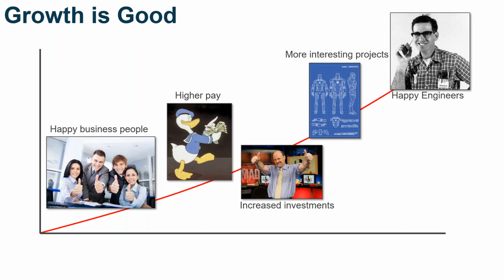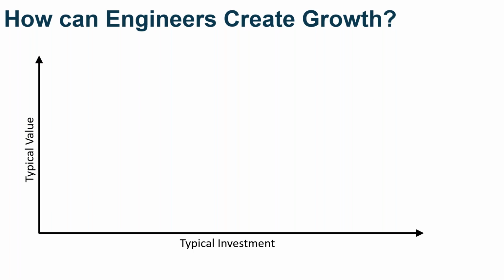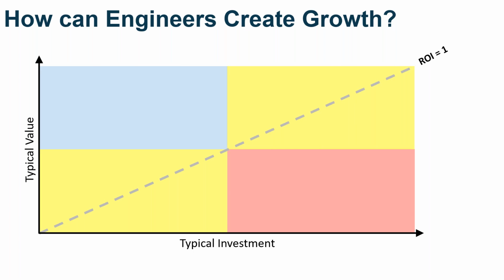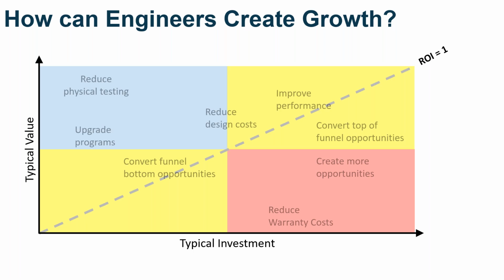But as engineers, how do we actually create that growth? So if we think about the typical investments and the typical value of things that we can do, and we plot out our normalized return on investment, that lets us think about what we could be doing, where the bottom right on this chart, shown in red, are things that require a high investment and a fairly low value or low return on investment. Whereas the top left shows items that are going to be low cost and offer a very high value. From here, we can start to look at the different things any given business can do in order to provide new value.